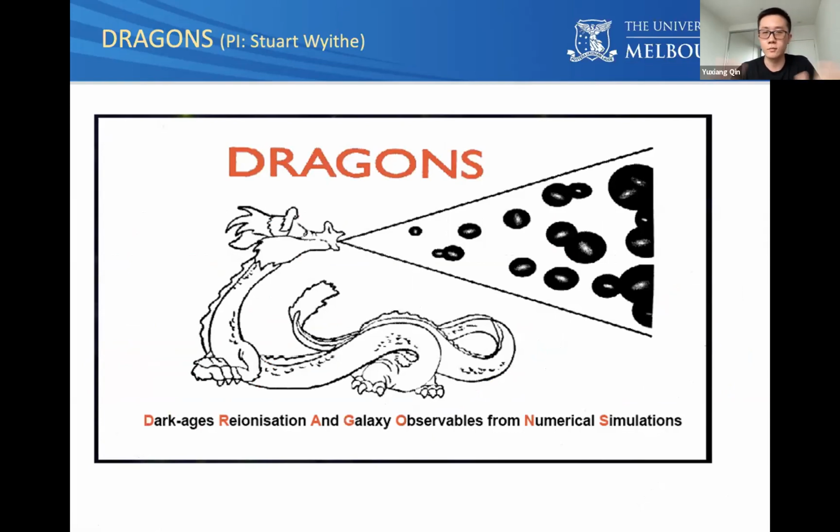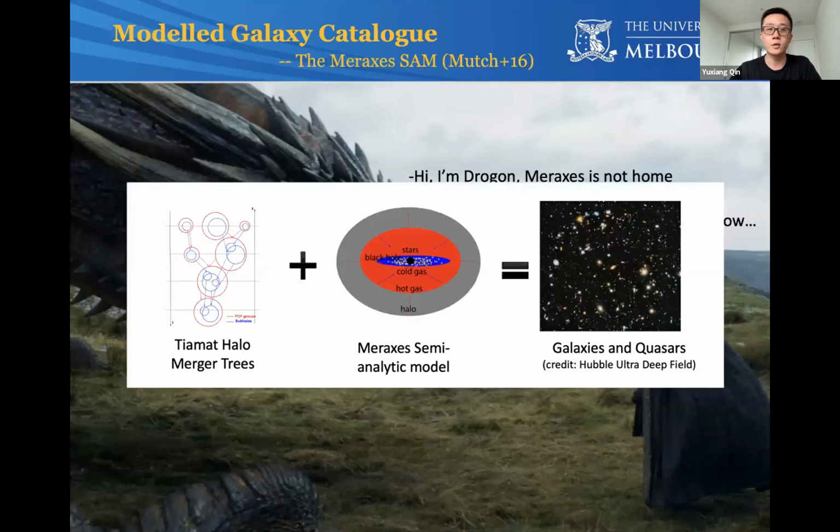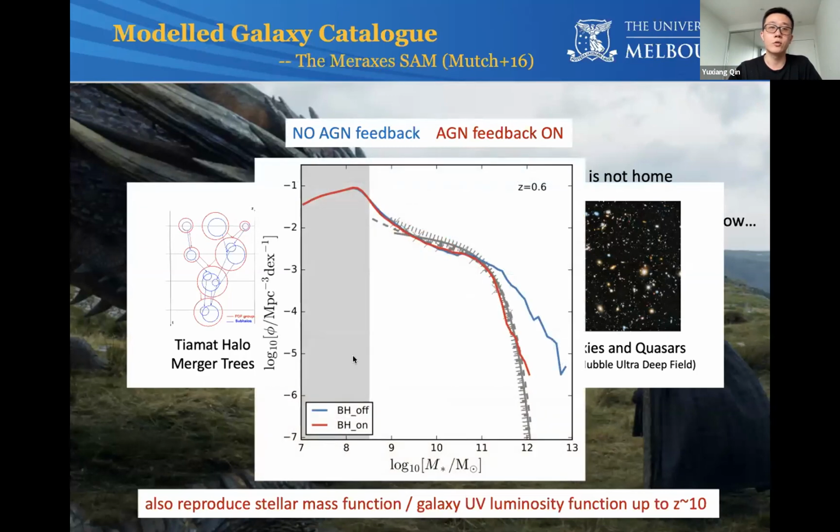So this comes to the DRAGONS simulation. For those who have stayed in Australia for a very long time, you must have heard of DRAGONS. This is almost a 10 year project led by Stuart Wyithe. DRAGONS stands for Dark-ages Reionization and Galaxy Observables from Numerical Simulation. I'm not talking about the details of the simulations, but just to say we run our own N-body simulation and we build N-body halo merger trees. And upon the merger tree, we apply a semi-analytic model where we can get galaxy or even quasar observable quantities.